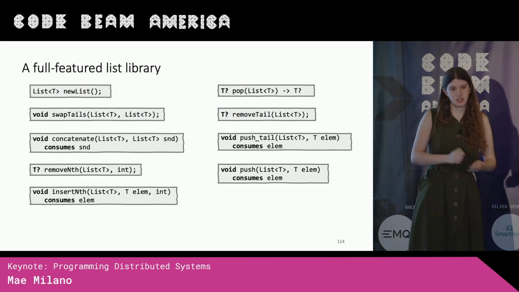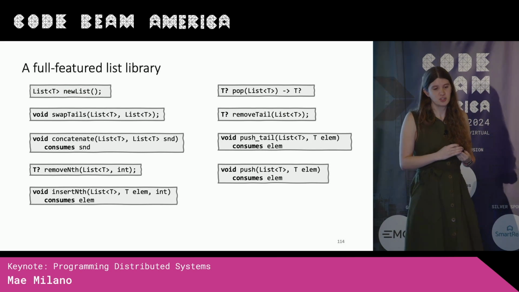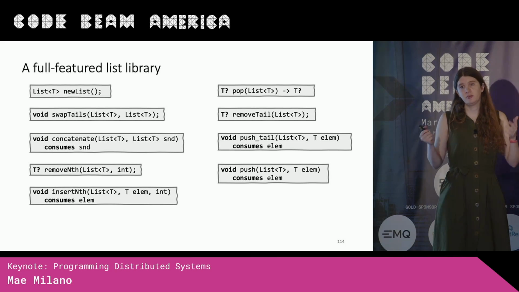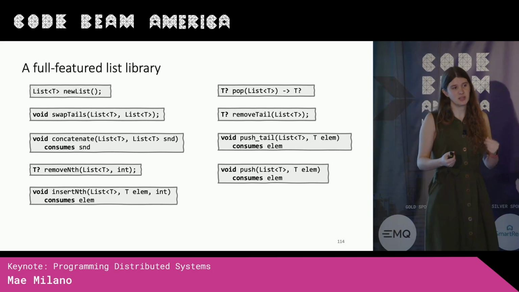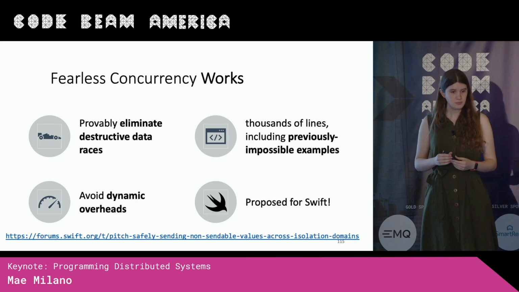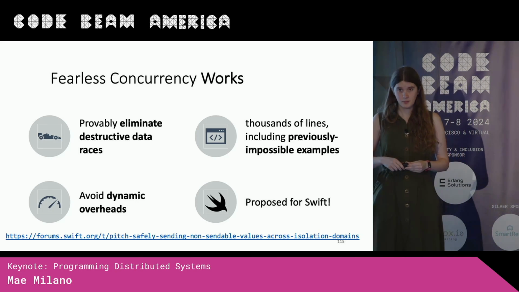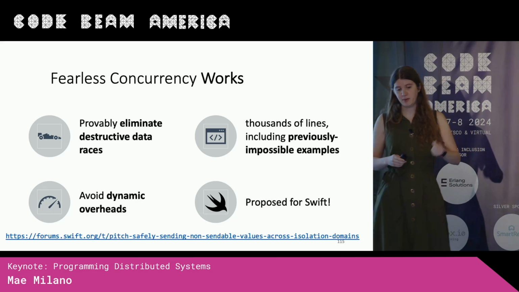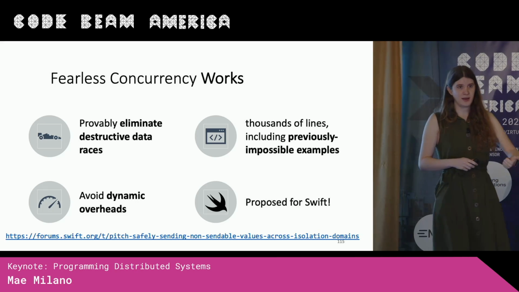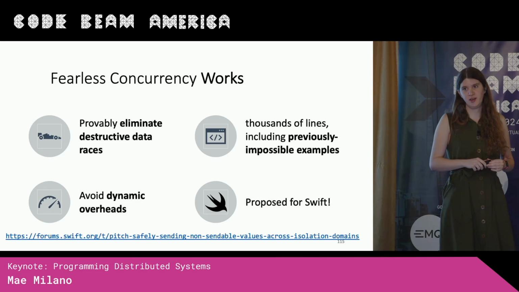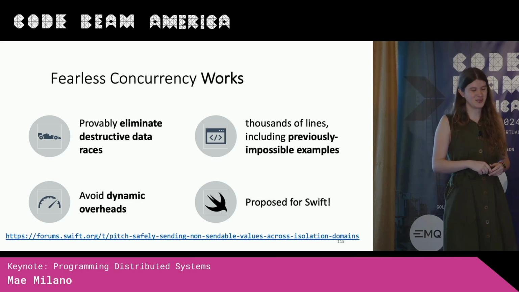Now this is just a taste of what the type system can do, but using these features, we've managed to build out a fully featured library for collections, including many operations that would not have been possible in Rust, and many other operations that would not have been possible in any rival systems or languages. It works. We have been able to provably eliminate destructive data races at compile time, compiling thousands of lines of previously impossible examples without any automatic dynamic overhead. And we've made this into a proposal for the Swift language, which they have assured us has been favorably reviewed now. So you can check it out on the Swift forum to see their comments.